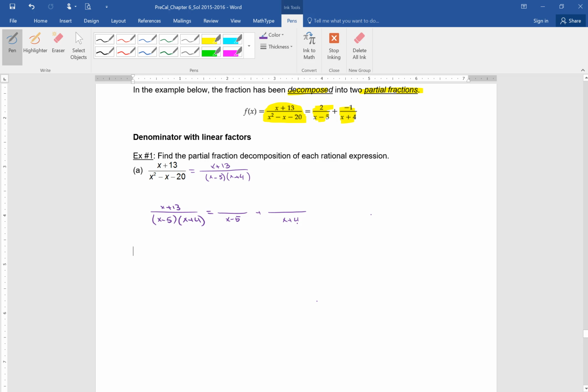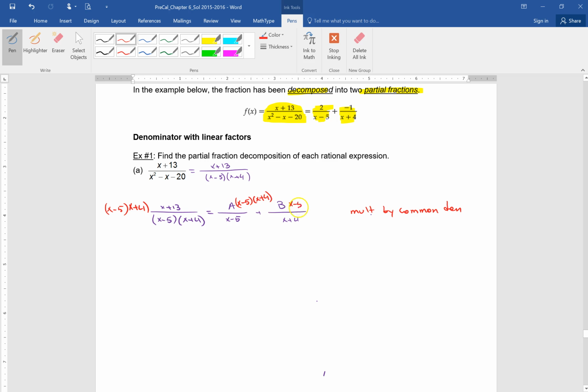And what about the numerators? Each one of them gets a constant. And it's just convention that we use capital A, B, C, D, E for these constants. So the first one gets an A, the next one gets a B. If there was a third one, it would be a C, and so on. You just run down the alphabet. Okay, now what we're going to do is we're going to multiply through by the common denominator. All right, the common denominator is x minus 5, x plus 4. I multiply every single term by that one.